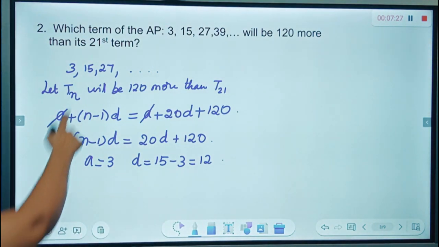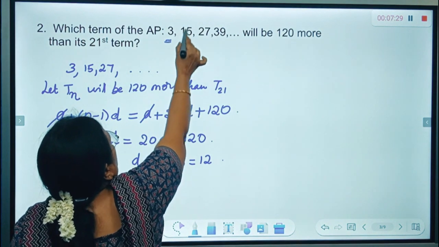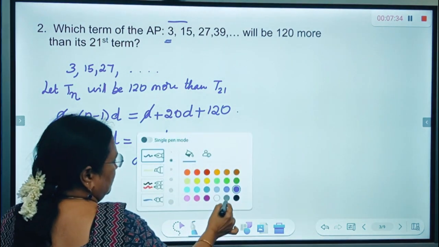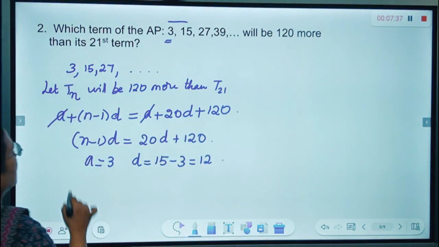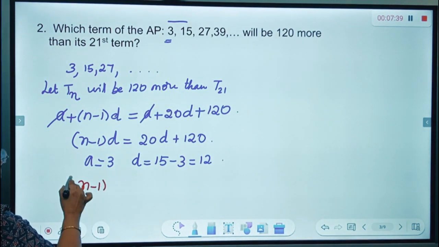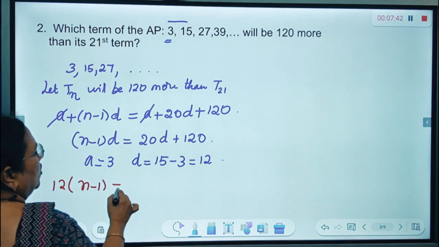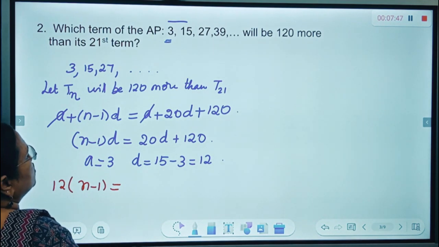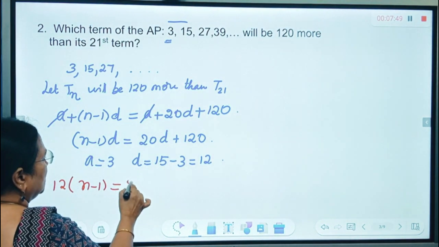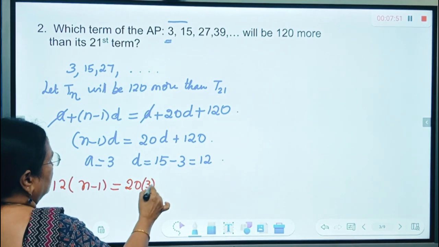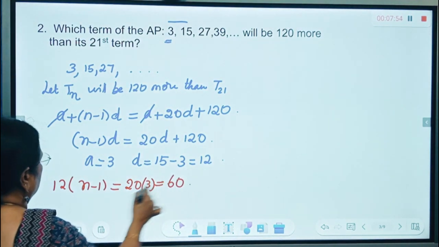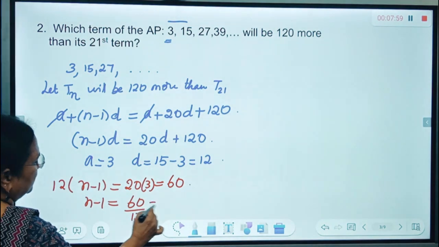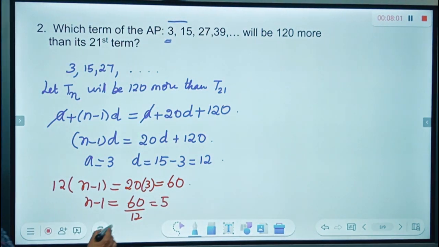Are you able to follow? Because this is your A and D is the difference. So 15 minus 3, which is 12. So n minus 1 into 12 is equal to 20D plus 120. What is 20D? 20 into 3, which is 60. So n minus 1 equal to 60 by 12, which is 5. So n equal to 6.